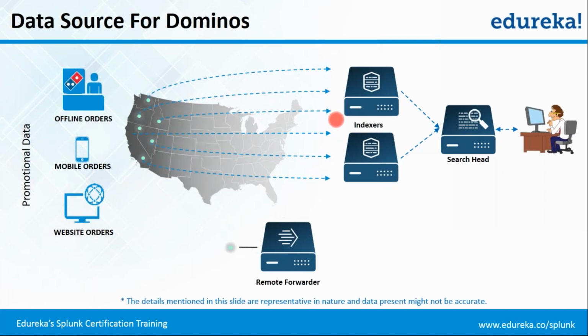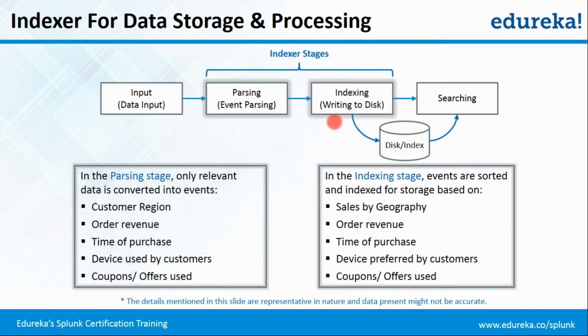If you can recall from what I explained earlier, the indexer mainly processes this data by extracting the relevant information and storing it locally. Relevant information being the customers who respond to the offers, the time at which they responded, and the device used for redeeming the coupons or offers. Basically, the data that was stored in the indexer was the number of sales happening in a particular geography, the total order revenue that was generated based on customer response, the time when the products were purchased, the device preferred by the customers for placing the order, and which were the most used coupons.